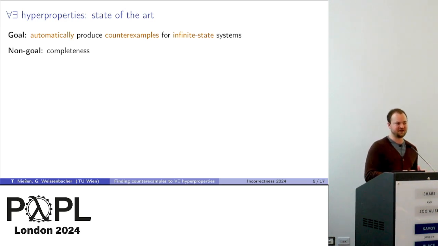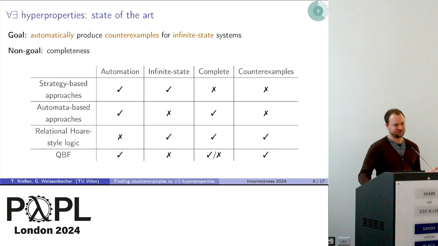They either don't terminate or they tell you, well, I couldn't prove the property, good luck. And what we want to do instead is, if the property doesn't hold, give the user a specific counterexample explaining why it doesn't hold. The existing approaches to verification of these can roughly be categorized in four categories.